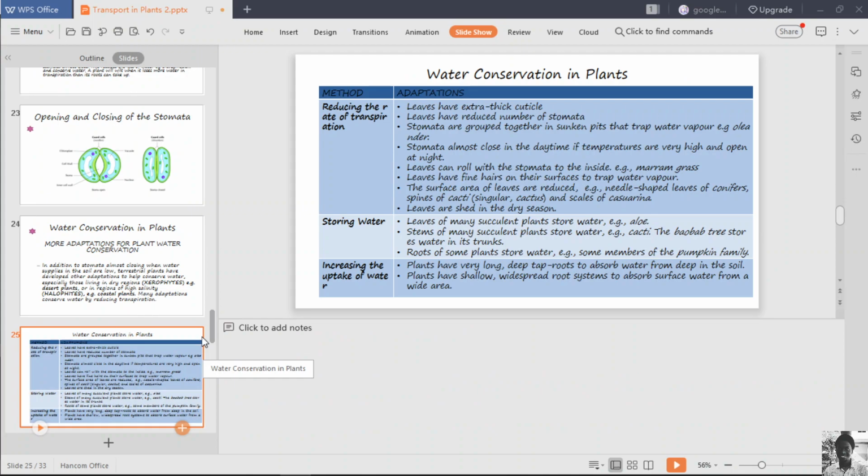Okay, now let us look at the three large categories of methods used to conserve water. That is reducing the rate of transpiration, storing water, and increasing the uptake of water by roots. Okay, so the adaptations to reduce the rate of transpiration are, well, the leaves have extra thick waxy cuticles, right? The waxy cuticle is this waterproof layer above the surface of the leaf, above the upper epidermis of the leaf. Okay, so the waxy cuticle can have extra thickness. The leaves also may have a reduced number of stomata. If the number of stomata in the leaves is not as much, then the rate of transpiration would be lower.